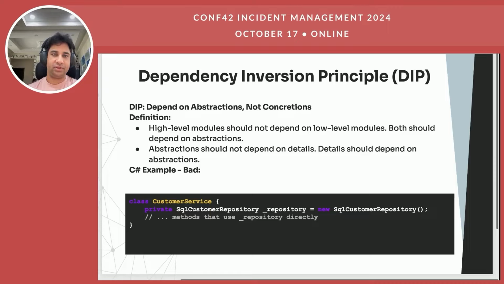Let me go back to the previous slide, because this line is quite important. Abstraction should not depend on detail, it should depend on abstraction. What we mean by that is the dependency of customer service shouldn't care about or depend on the lower level implementation details of the SQL customer repository, which in this bad example, we see it does.